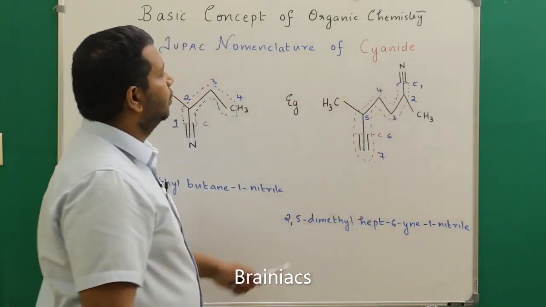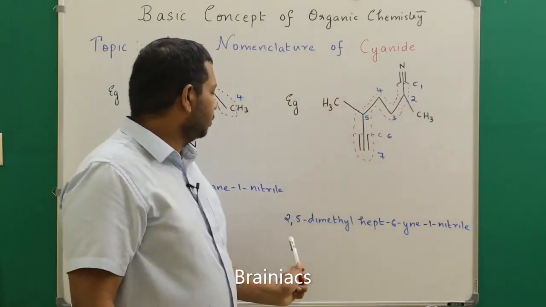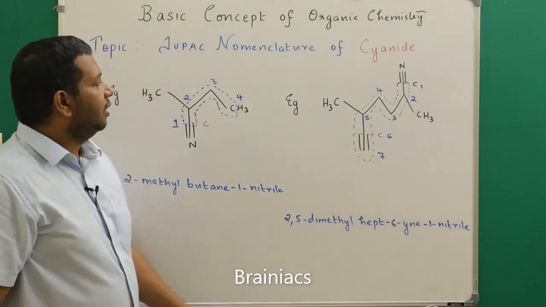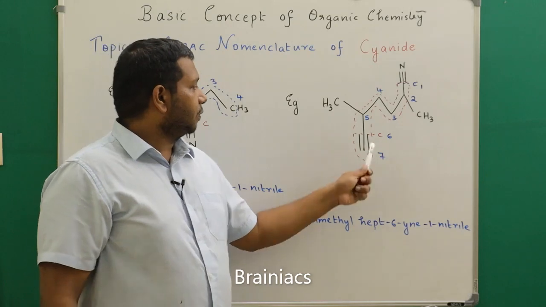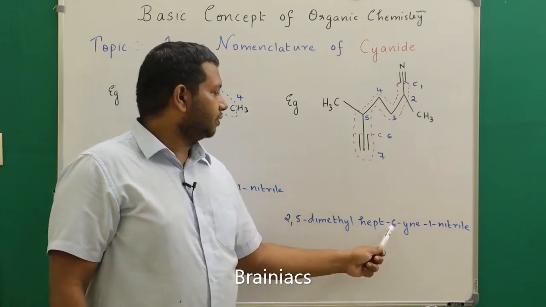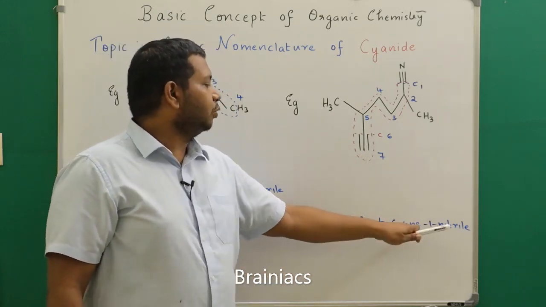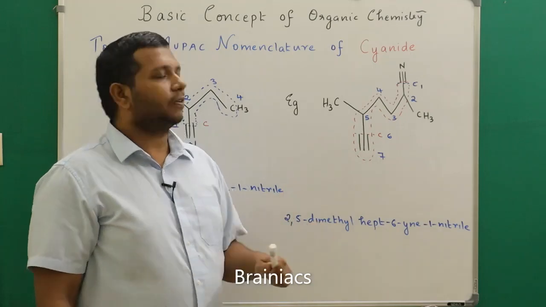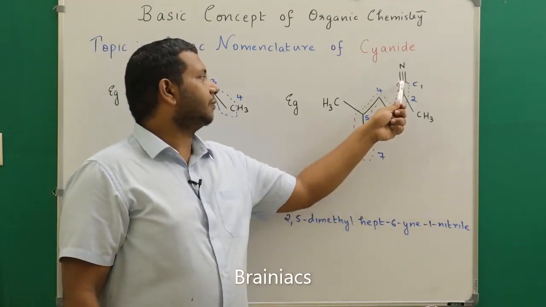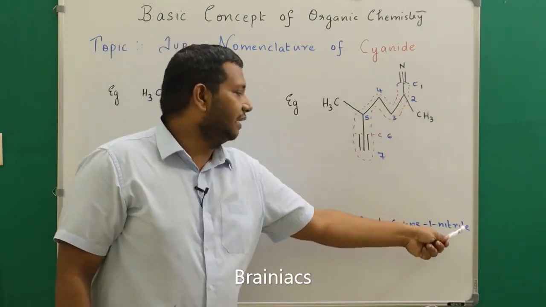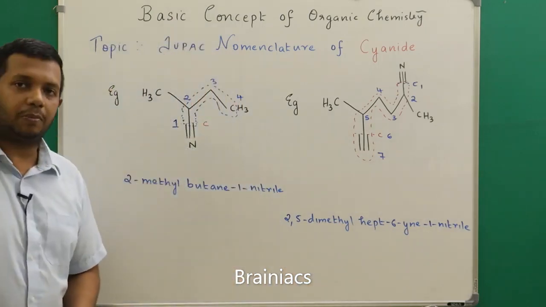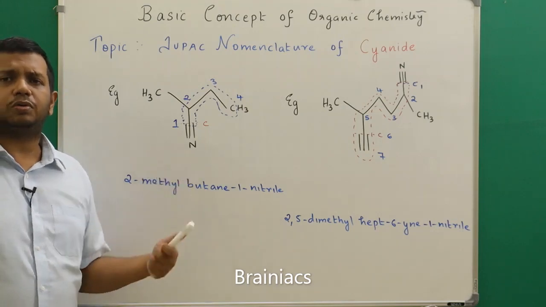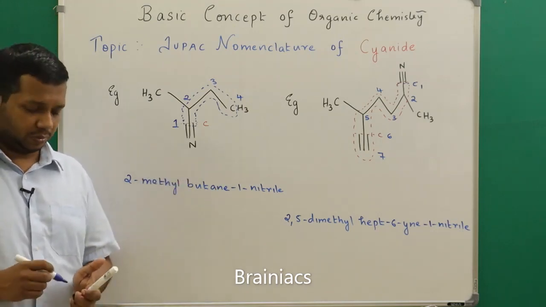Correct? So fifth position and second position substituents: 2,5 dimethyl, 7 carbon atoms, so we use the term hept. Sixth position there is triple bond, so hept 6 yne. Then why am I using e? Because nitrile is the functional group. First position there is the secondary suffix, that is nitrile. I hope you understood how to do the naming for this type of compounds. So we will do 2 more questions and we will go to the next functional group.